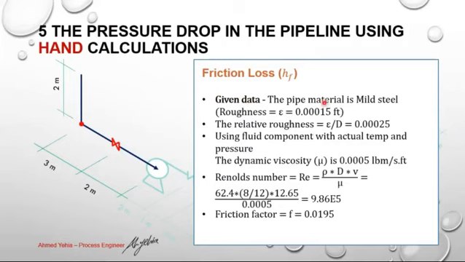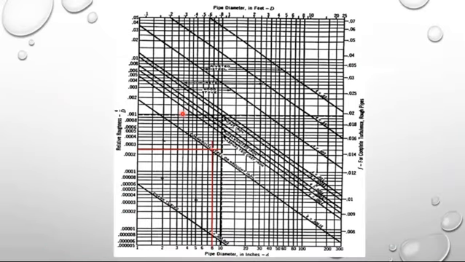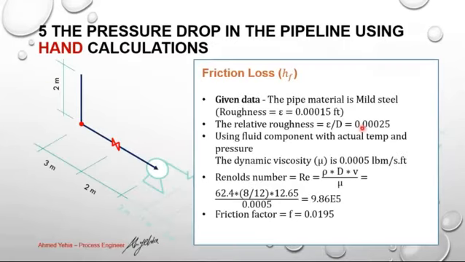Okay, let's calculate the friction loss. As we find in the given data, the piping material is mild steel and the roughness is 0.0015 foot. Then the relative roughness is 0.0025. How do we get this value? We enter the previous curve, draw the line between the pipe diameter, 8 inch, and the roughness value 0.0015, and we get the relative roughness here as 0.0025.